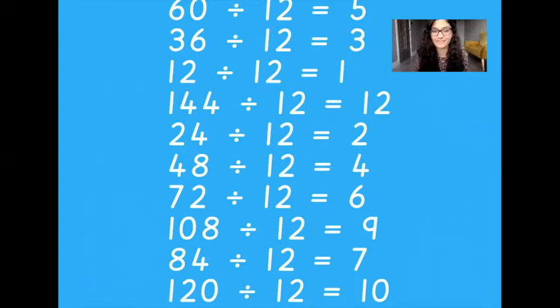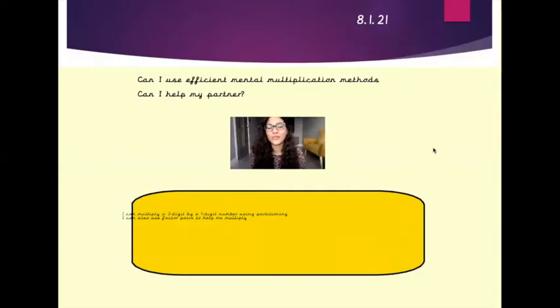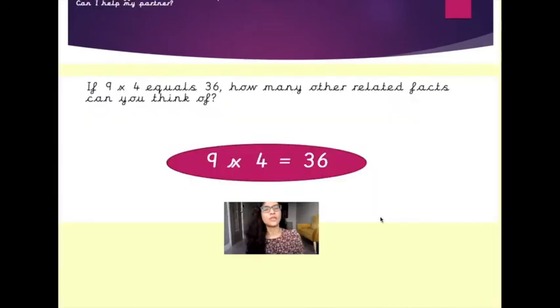Our learning objective for today is, can I use efficient mental multiplication methods? Can I help my partner? Here's a question for you. If 9 times 4 equals 36, how many other related facts can you think of?